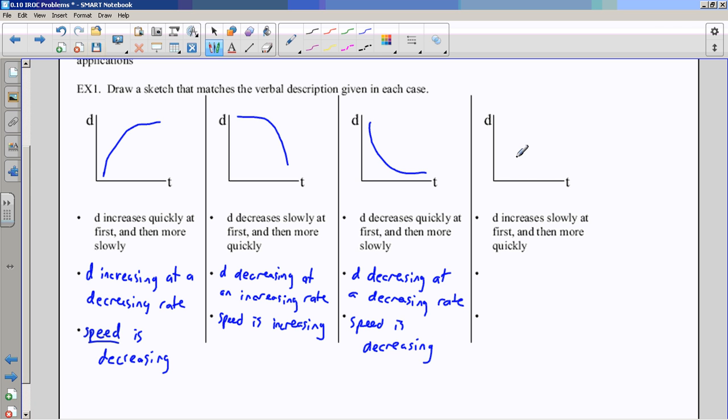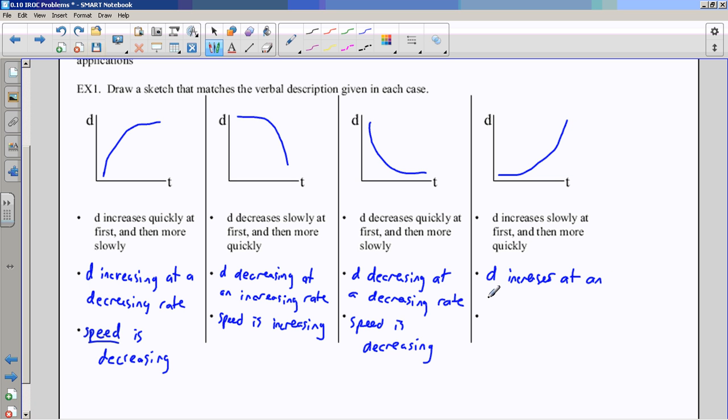Over here, D increases slowly at first and then more quickly. So it's increasing slowly at first and then more quickly. So D is increasing, but slowly at first and then more quickly.